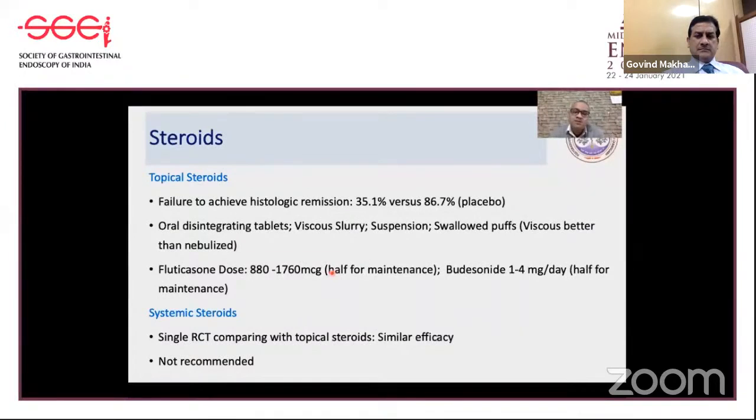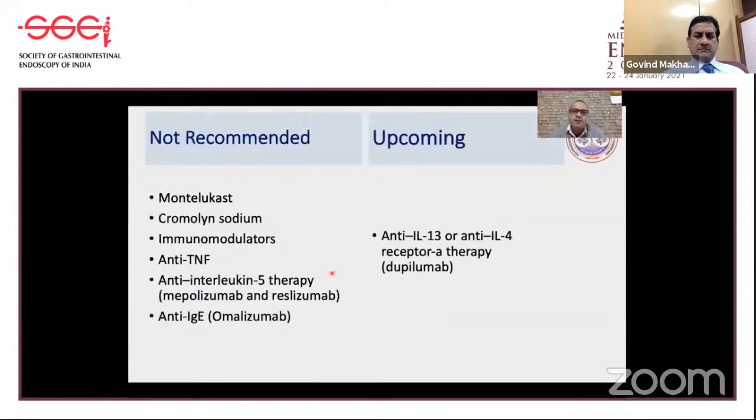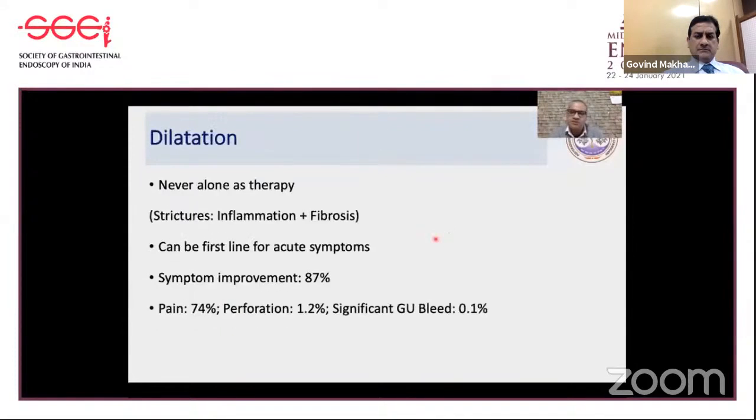Now, systemic steroids, there's just a single randomized trial comparing them to topical steroids, and it did not show much additional efficacy, and therefore topical steroids are the standard of care. Now, there are certain additional therapies which have been tested and are not really effective: anti-TNFs, anti-IL-5, anti-IgE. But there is some evidence of benefit with the anti-IL-13 and IL-4, and these are the drugs people are looking forward to for treatment of resistant cases.